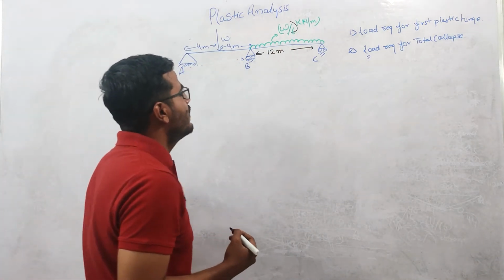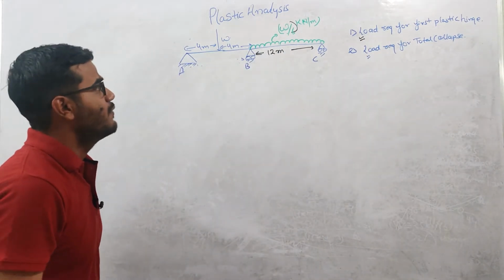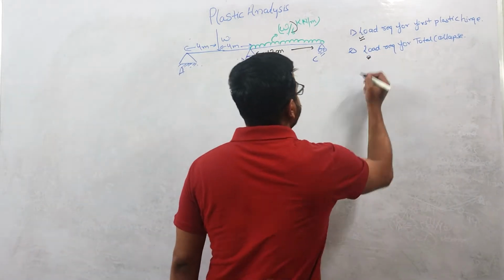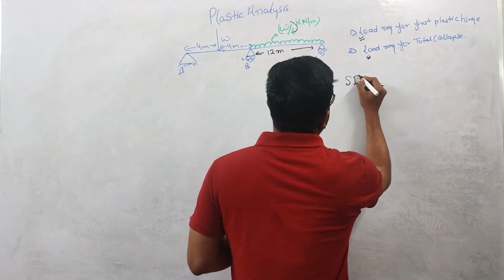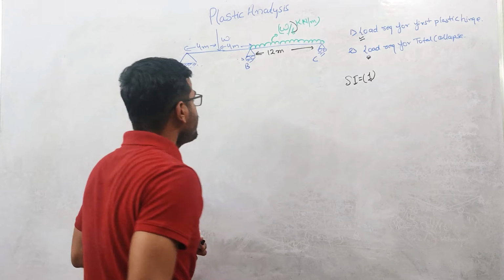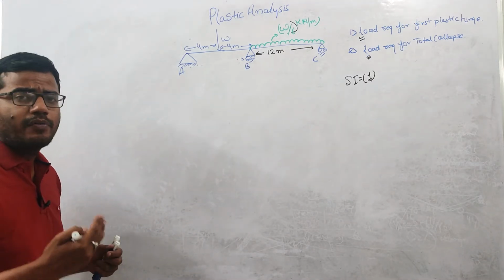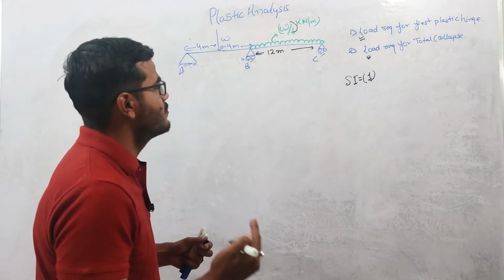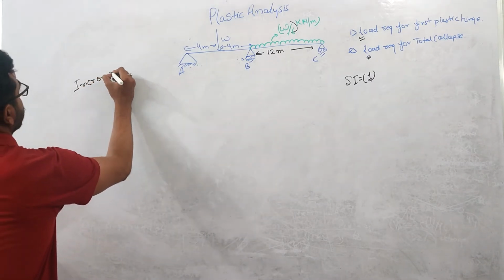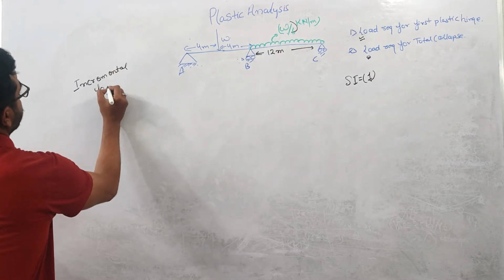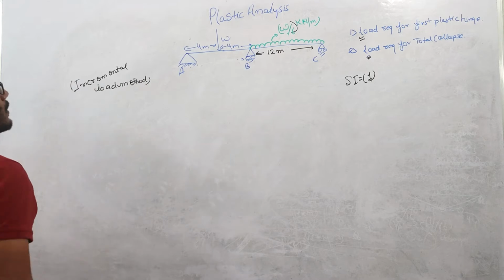So in this problem, we need to find what will be the load required for the first plastic hinge and what will be the total load required for the collapse, right? So basically, this is an indeterminate structure. Static indeterminacy is basically 1. Okay. So if you want to find the load required for the first plastic hinge formation, we need to follow the incremental load method. Okay. So we have already discussed this thing, right?